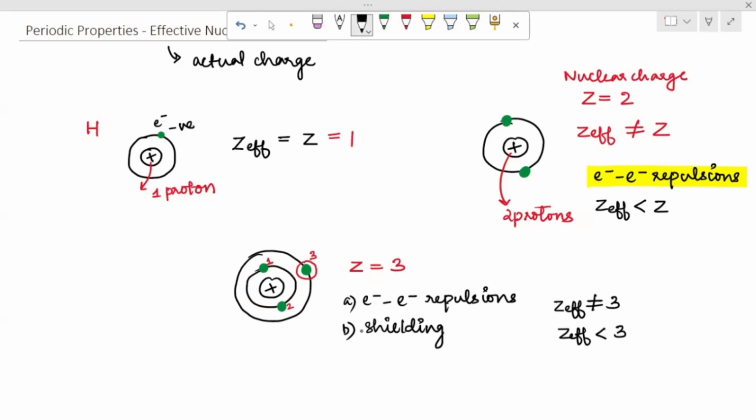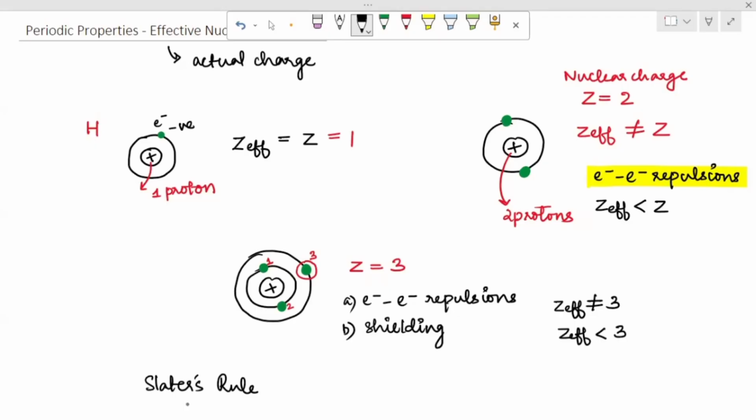So how do you determine the effective nuclear charge? It is by a rule which is called Slater's rule. This rule is not that common in the question papers of CSIR-NET, but you get a lot of questions in other exams like BARC or some other state level examinations.